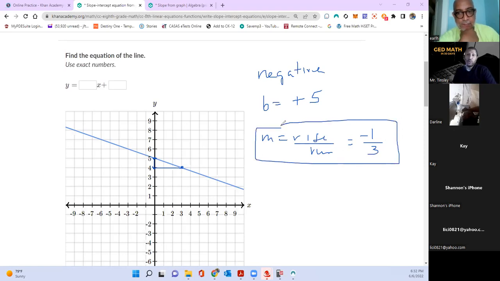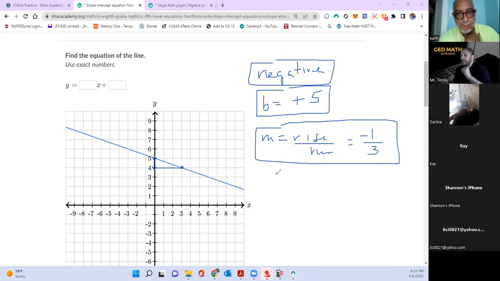So my slope is -1/3. So if they asked you for the slope, you would say -1/3. If they asked you for the y-intercept, you could say +5. If they asked you whether the slope was positive or negative, you would say negative. If they asked you what's the equation of the line, you would say y equals -1/3 x plus 5.